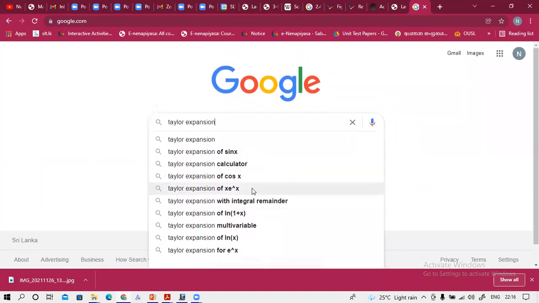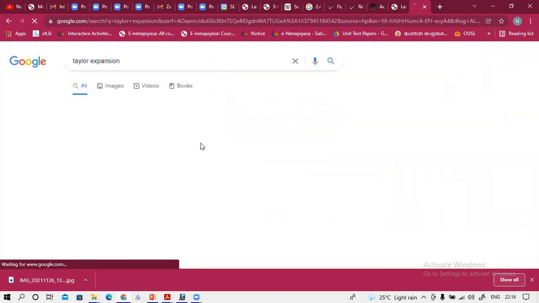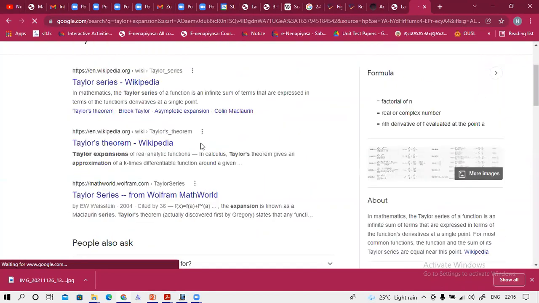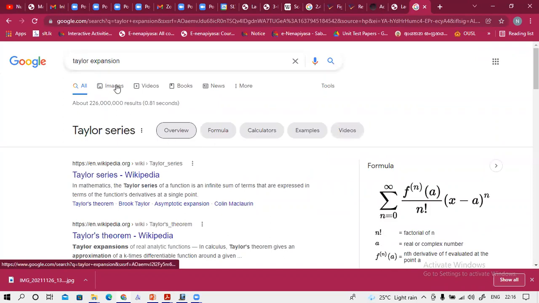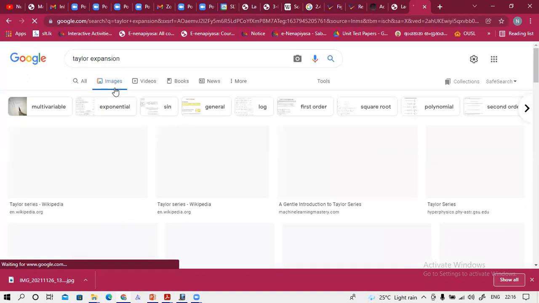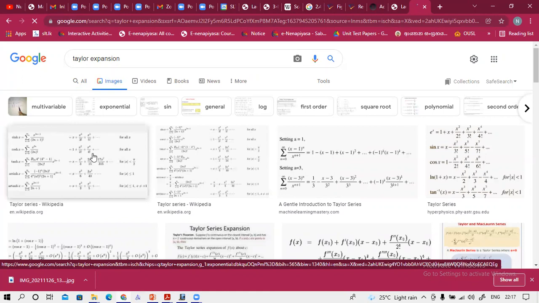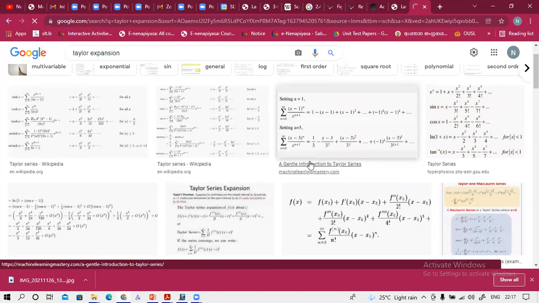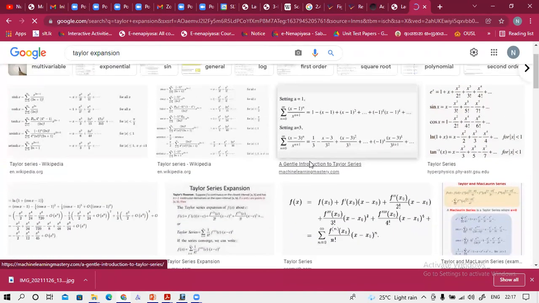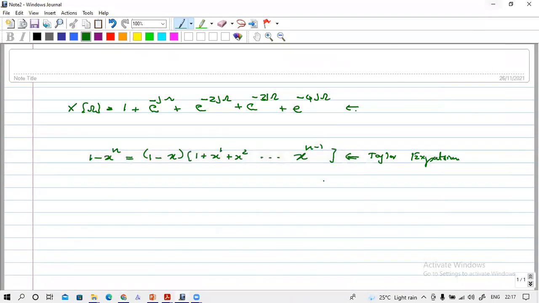So there are many expansions. So anyway, please go Google it and try to find. I am not sure whether this is one of the Taylor expansions or not. Okay, so anyway, you can easily prove this.